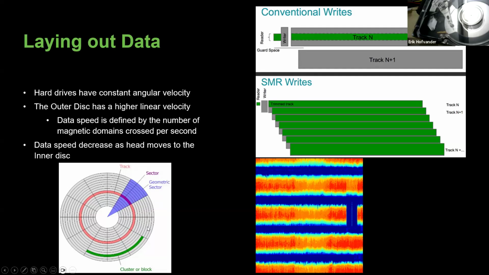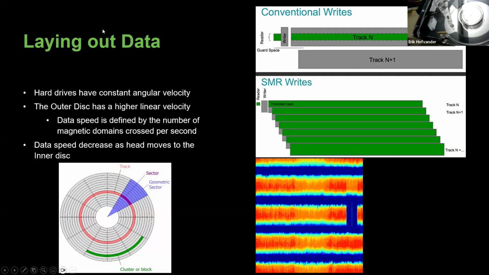So as we move around the disk surface, we always see the same number of address marks, but we will see a different number of data sectors. The reason for that is, again, we have constant angular velocity, but a changing linear velocity. So that means at the OD, we can read and write faster than we can at the ID.